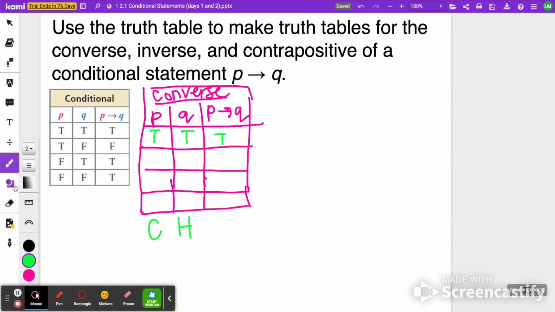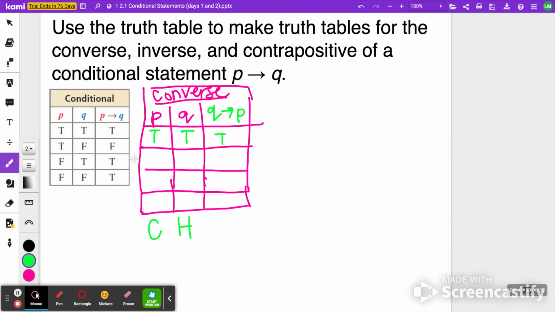And I just realized that I accidentally did P to Q, and this actually should be Q to P, because remember we talked about converse statements as reversing the statement, like if today is Friday, then tomorrow is Saturday. The converse of that would be if tomorrow is Saturday, then today is Friday. So you're just reversing that.